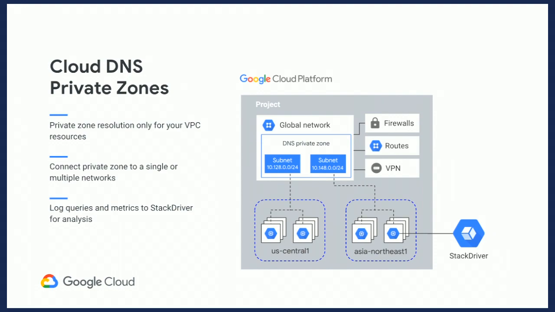A Cloud DNS private zone can be connected to a single or multiple networks in your VPC. It also is able to support split horizon, which allows you to have the same zone available in the private and public environments. You might use that, for example, if you have a package server that has internal information and external information, and the internal information would be additional software packages, and you want to be able to access those additional ones through the same scripts.